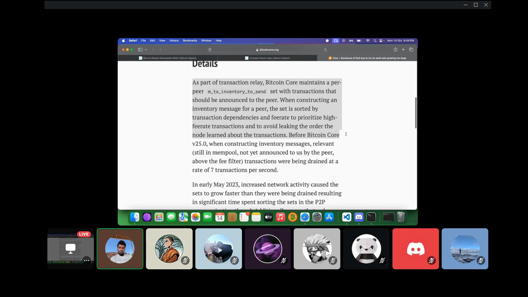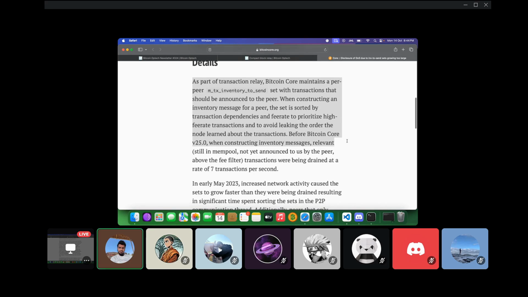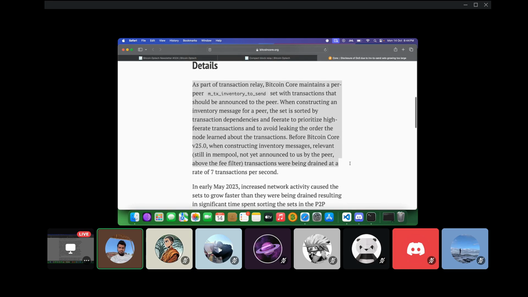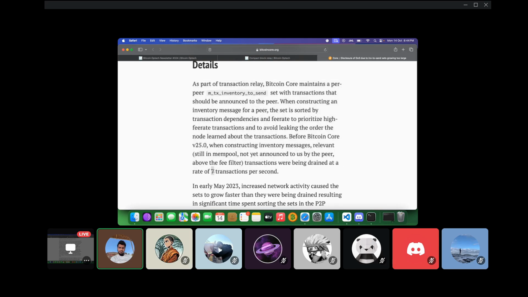Before Bitcoin Core version 25.0, when constructing inventory messages, relevant transactions still in mempool, not yet announced to the peer, and above the fee filter, were being drained at a rate of 7 transactions per second. So the rate at which you announce transactions to your peers is what? 7 transactions per second. And if any of you attended the last PR review club at Bitshala, then we talked about a PR that talks about an increase in it.